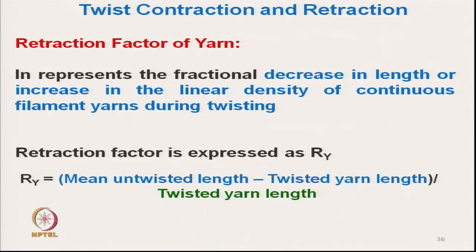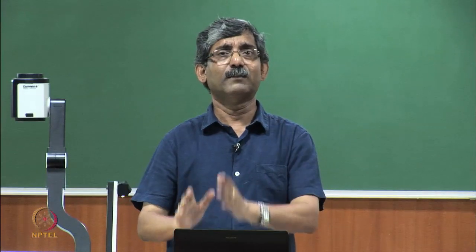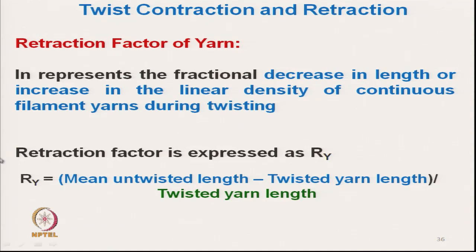Similarly, the retraction factor represents the fractional decrease in length or increase in linear density of continuous filament yarn during twisting. So, this retraction factor is normally used in filament, multi-filament yarn. So, it is a fractional decrease: the untwisted length minus the twisted length, divided by the twisted yarn length. Okay. That is the retraction factor.